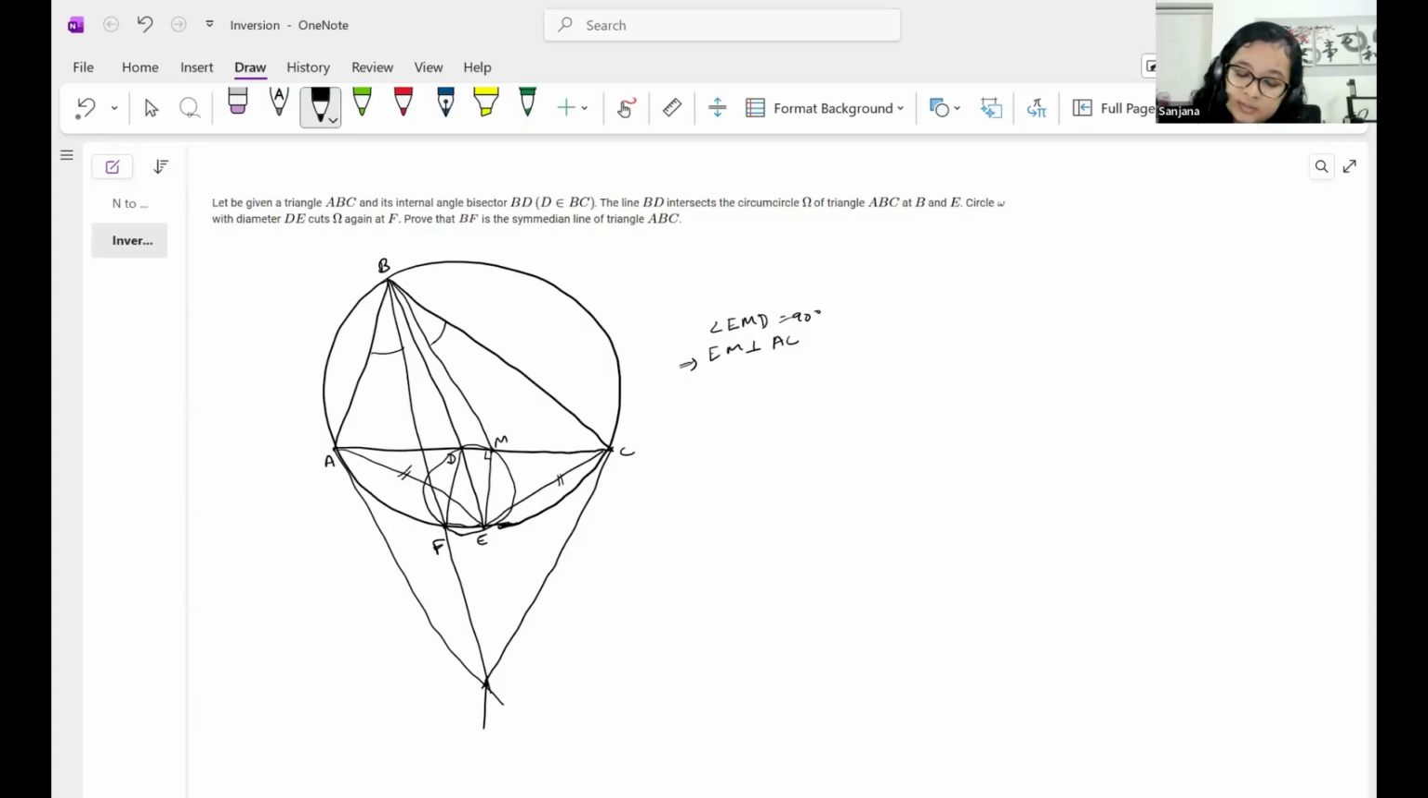Because it's the circle with diameter DE, so it cuts AC at the point M such that EM is perpendicular to AC. Yeah, so okay, got it. E is the midpoint of it. Okay, that was fairly simple.